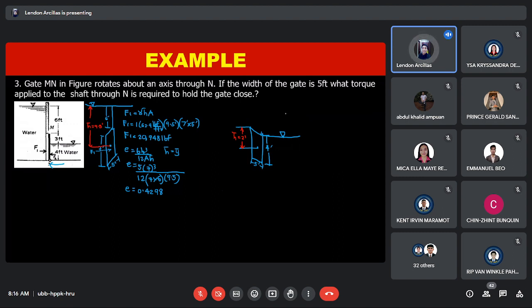So let's solve the hydrostatic force. So hydrostatic force, F sub 2, the specific weight times H bar times area. F sub 2 is equal to specific weight 1 times 62.4 pound force per feet cube times H bar, which is 2 feet, times the area of the gate, that is 4 times 5. So ang ating hydrostatic force at point 2 is 2496 pound force.